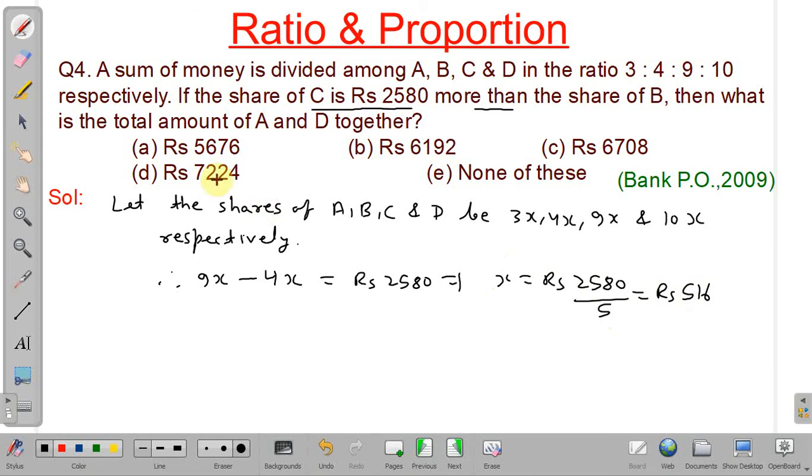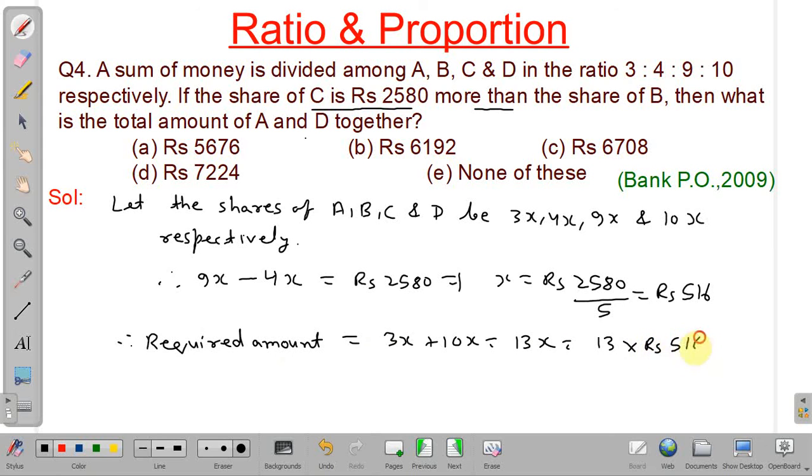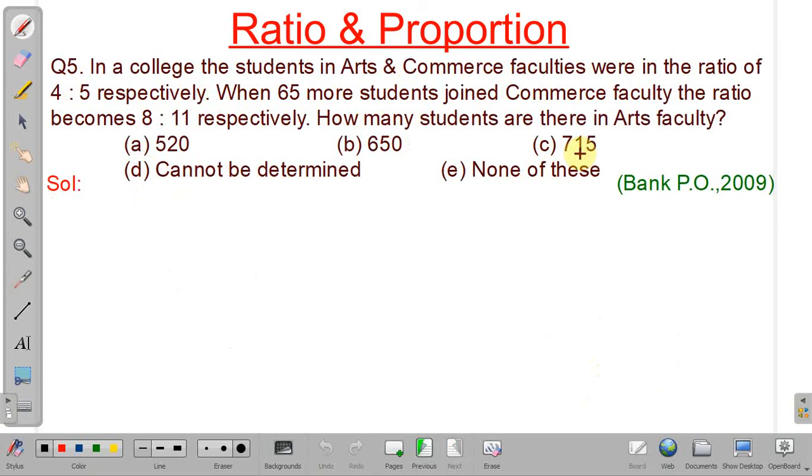Now we have to find the total amount of A and D. Therefore, the required amount will be equal to A and D, that is 3x plus 10x, that is 13x. So it will be equal to 13 into rupees 516, and it will be equal to rupees 6708. So our answer will be option number C. We will discuss the next problem.